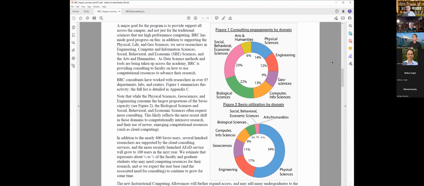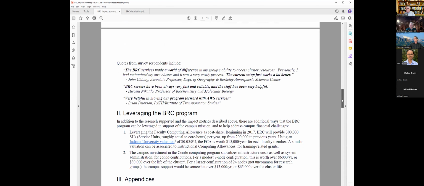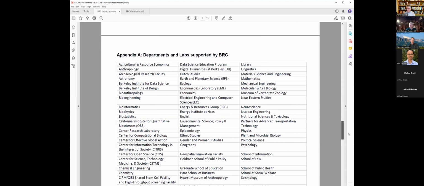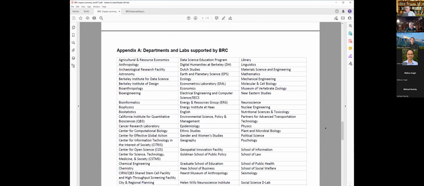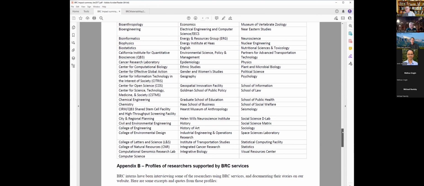You have an inverse relationship between consulting needs and the ability to consume compute because of the faculty's experience with and having grown up through this. But what we were able to show was that across all these different domains, we had utilization, we had people coming to us for training and things like that. We also had a bunch of quotes in there, and then we carefully listed out all the different departments and labs across the campus that we were supporting, and we had about 80 of them 3 years in.